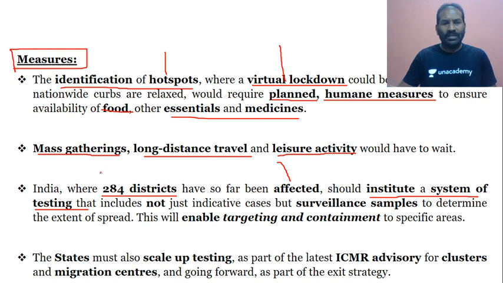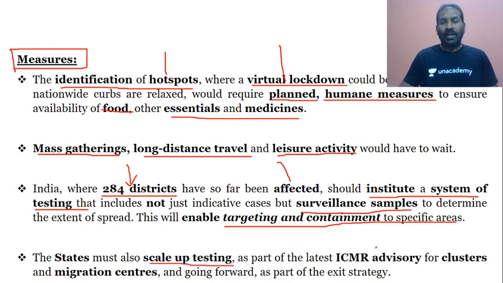Once testing is done on the identified hotspots, that is the 284 districts, we can make sure that the surveillance samples from the testing will enable targeting and containment of the specific areas. That means the virus will not spread virulently to any other part, and the next hotspot will not be created. So the prime necessity at this moment is to scale up the testing.